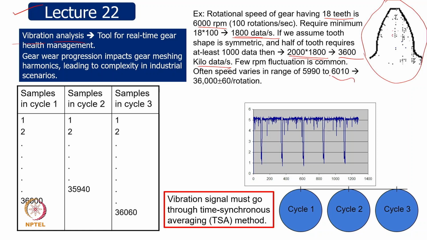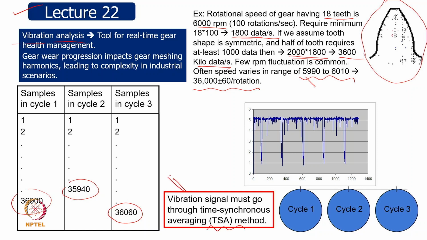Because there is some variation in an AC motor, it will not give exactly 6000 rpm. There will be some variation, plus or minus maybe 10 rpm, so in this situation you will get less or more data. That's why we showed that in one cycle I'm getting 36,000 data points, in another cycle 35,940, and in a third cycle 36,060. If you do averaging, it will be garbage. That's why we emphasize that there should be time synchronous averaging.